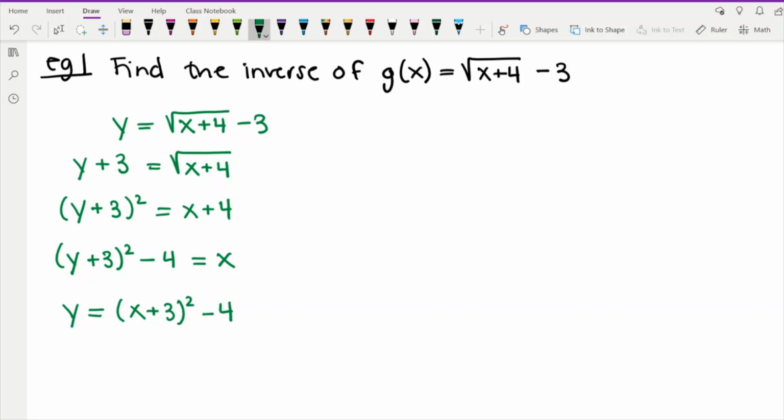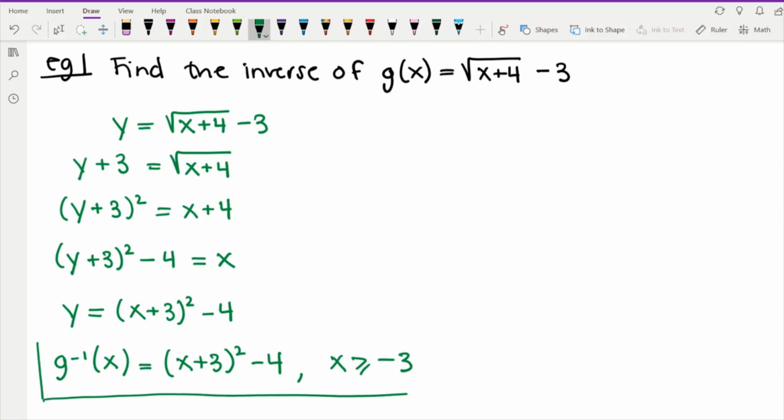And then that means that I can rewrite it in function notation. So g inverse of x is equal to x plus 3 squared minus 4. And then we do have to add that domain restriction. So we already found that earlier. We said that x had to be greater than or equal to negative 3. So if you check what we got earlier, this is exactly the same as what we got when we did it with the reversing the steps method. So set the function equal to y, solve it for x, switch the role of x and y, and then write it in function notation.